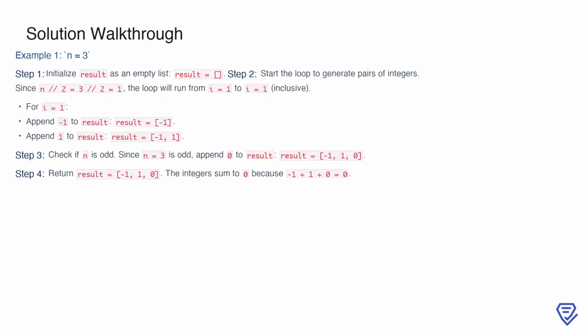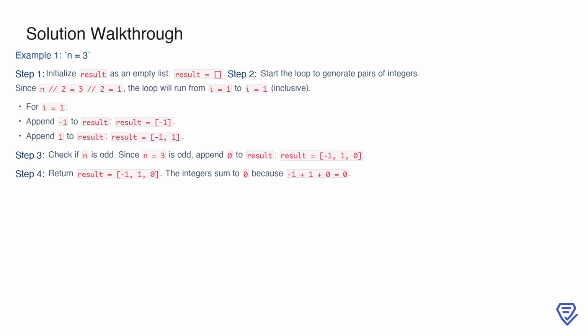To solve this problem, we start with the example where n equals 3. First, we initialize an empty list called result to store our integers. Next, we calculate how many pairs of integers we need. Since n divided by 2 equals 1, the loop will run from i equals 1 to 1. Here, for i equals 1, we generate a pair of integers, -1 and +1. We append both to the result list, so now result becomes -1, 1.